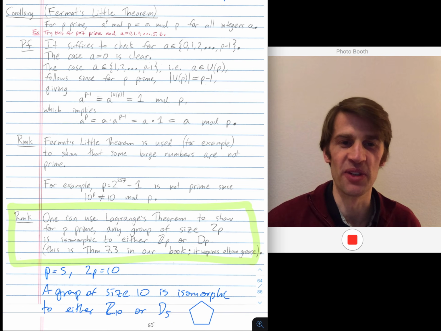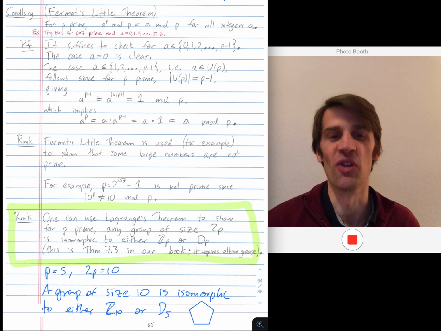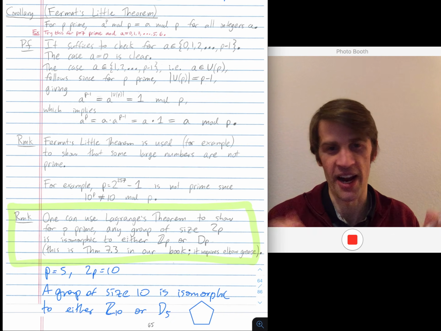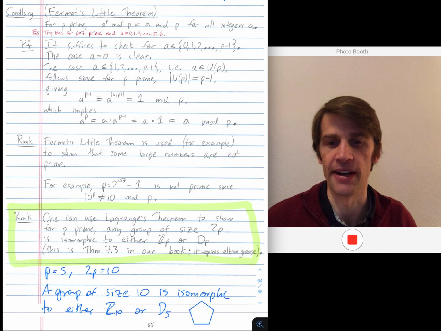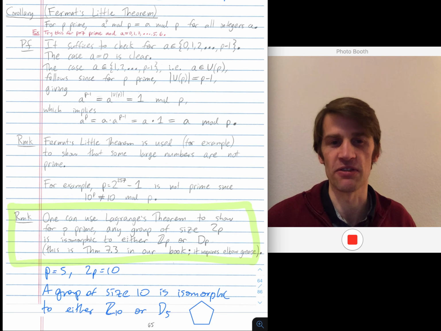If I give you a group of, I don't know, size 24 or size 100, which is not prime or not twice a prime, it's hard to figure out what all of the possibilities are for that group. Mathematicians really have figured this out in a satisfying way, but it's complicated and took years of work.